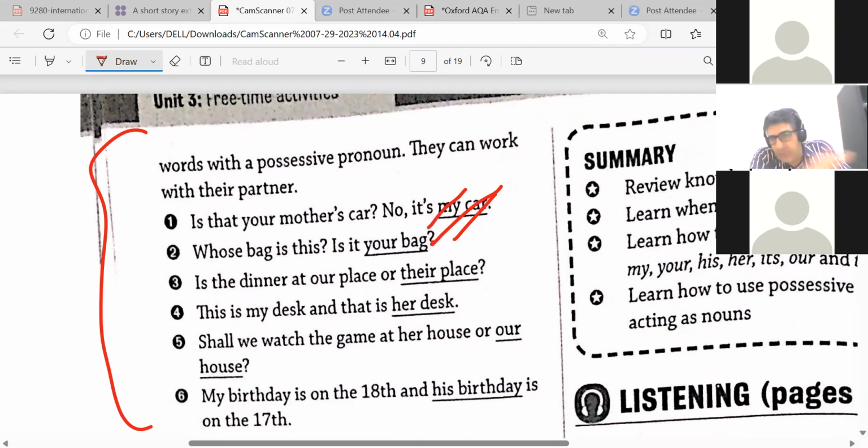I want to remove my car, remove this phrase completely, and write a possessive pronoun in its place. It says it's what? Mine. It's mine. Perfect. So in this case, guys, is mine a pronoun or a noun? Noun. Why? Because it stands for a noun. That's why we use possessive pronouns as nouns.